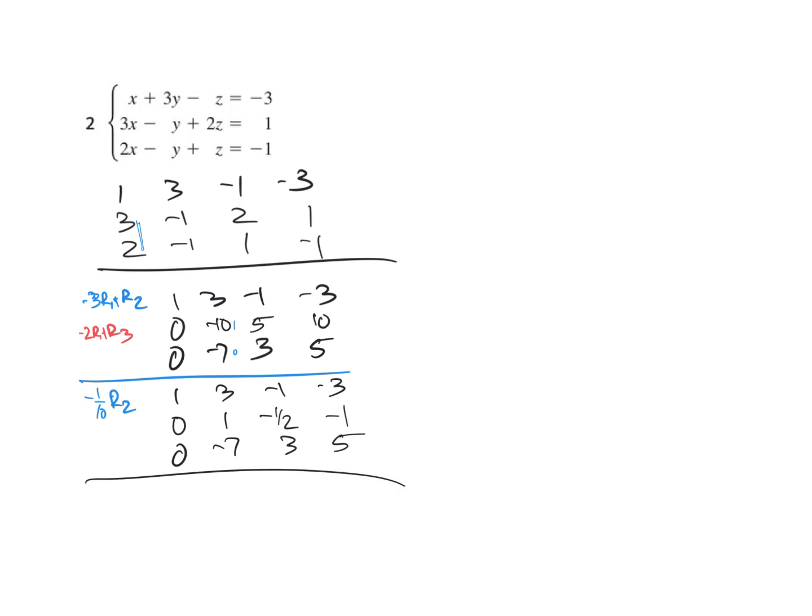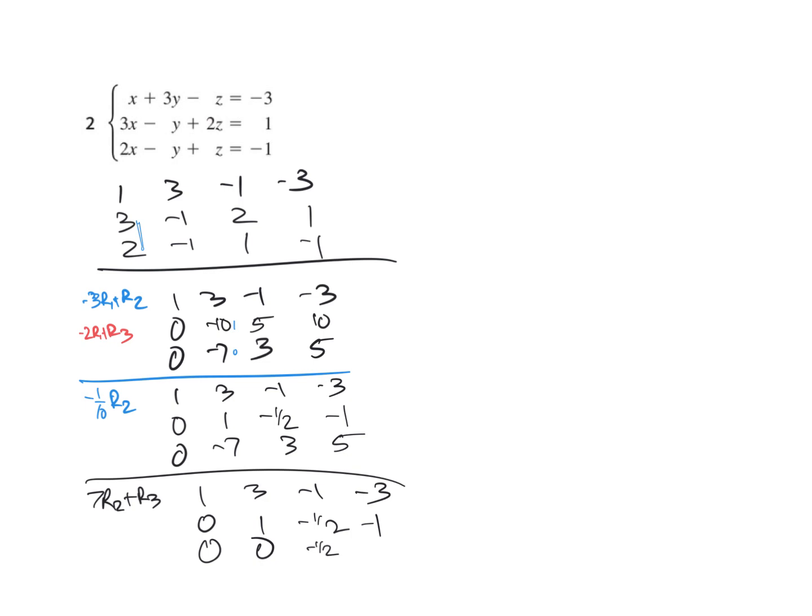So we'll do 7 times row 2 plus row 3. Again, row 1 is the same. Row 2 is the same. Now we take 7 times row 2. 0 plus 0 is still 0. 7 times 1 is 7, plus -7 is 0. So we got 2 zeros there. 7 times -1/2 is -3.5, plus 3 is -0.5, or -1/2 again. Okay, let's write it as -1/2.